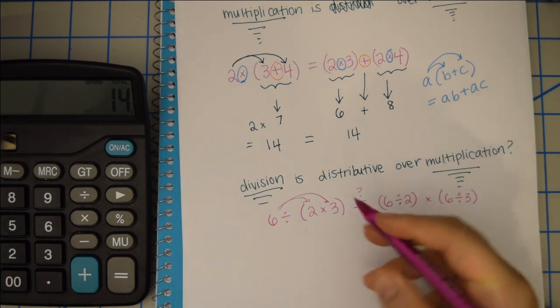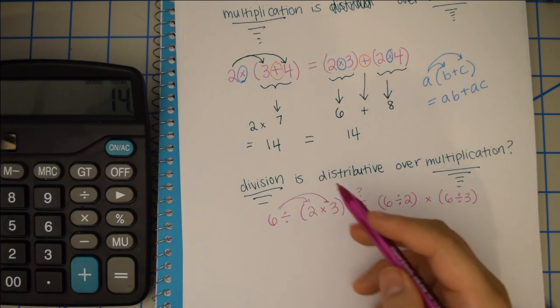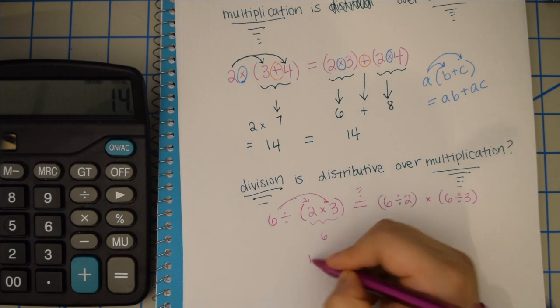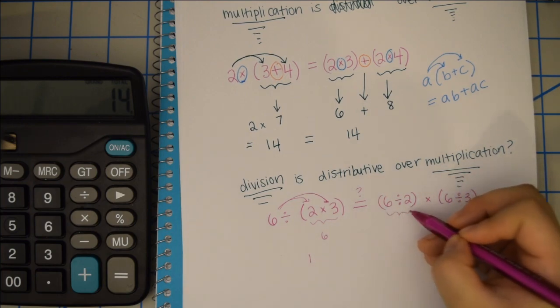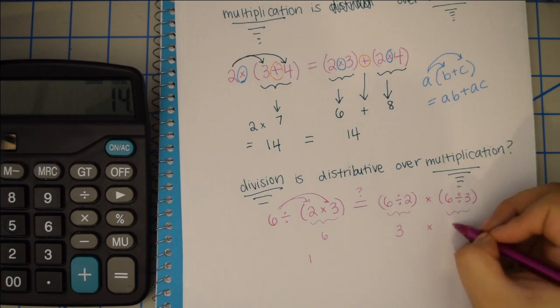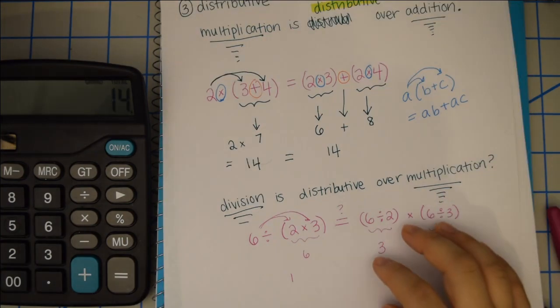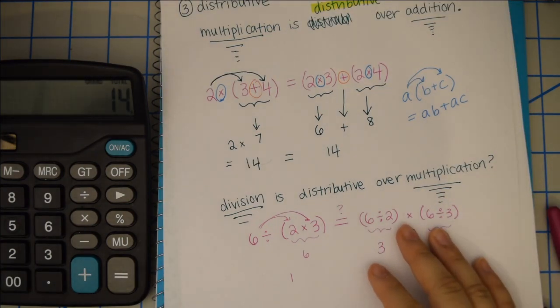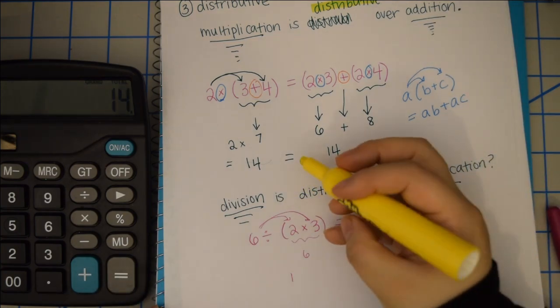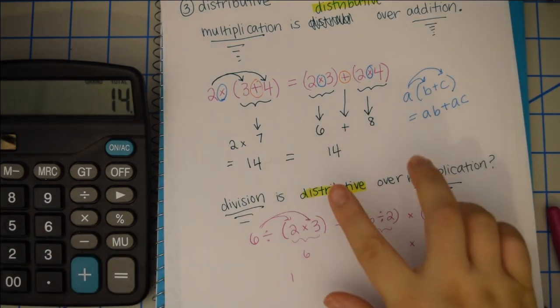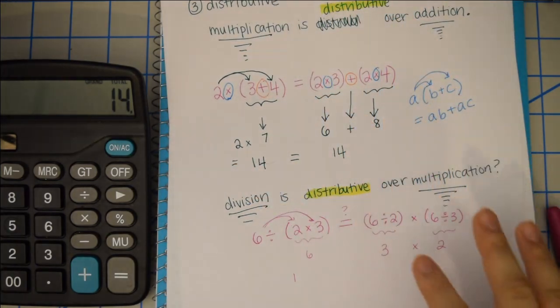Just really quickly here, you could do this stuff in the parentheses first. So 6 divided by 6 is 1. 6 divided by 2 is 3, times 6 divided by 3 is 2. So 3 times 2 is 6, which is not 1. Yeah, and so that's it. So division is not distributive over multiplication, but that's the general idea for two operations.